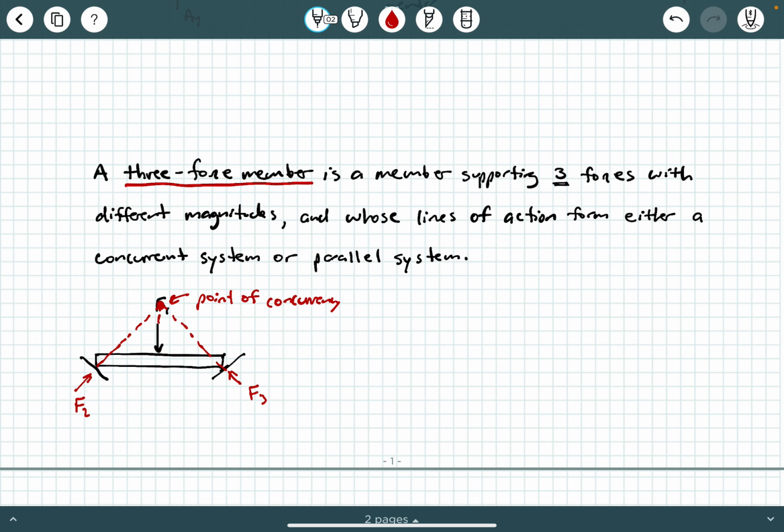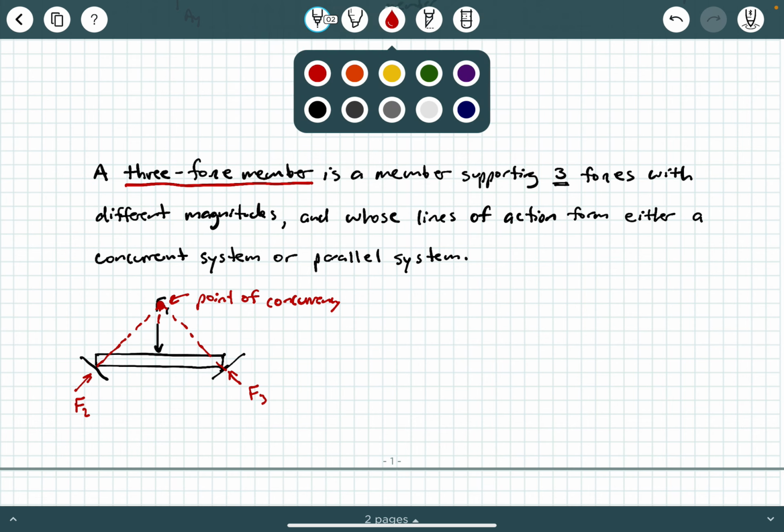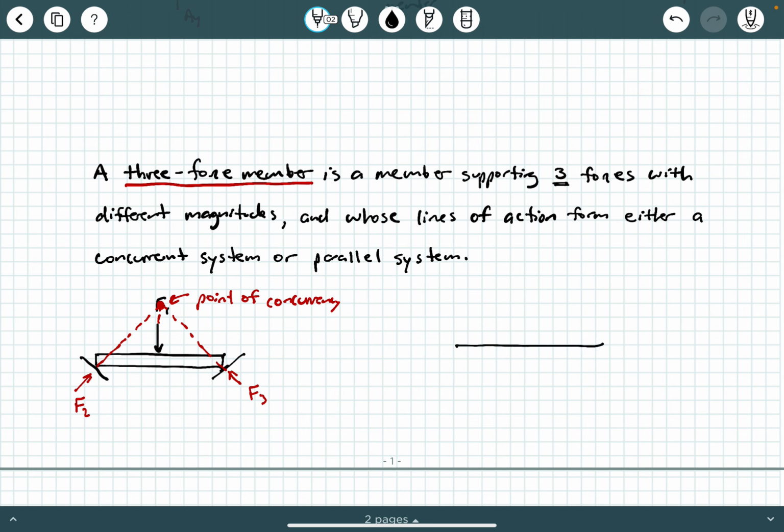Now, what would a parallel system be? Well, that one is probably a little bit easier to visualize. If I had a member here, let me draw that a little bit better for us. And I've got a force that is maybe applied here and here and here. And let's say that this is maybe F1, F2, and F3. Notice that the lines of action of these forces form a set of three parallel lines. So that would also be considered a three-force member, okay?